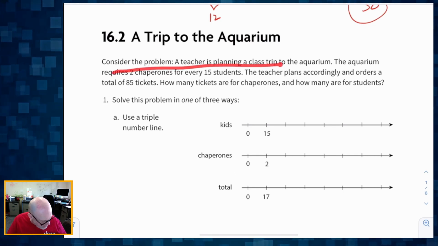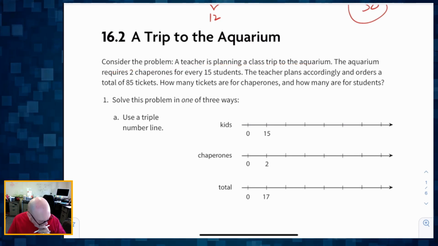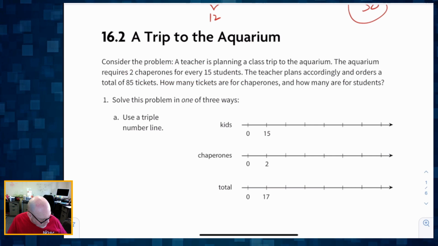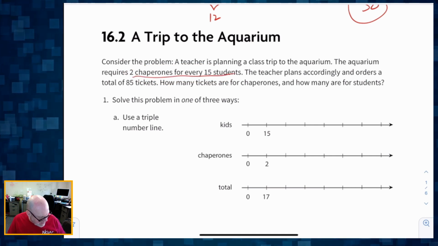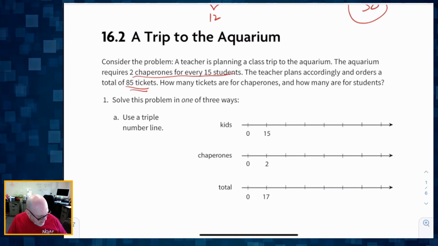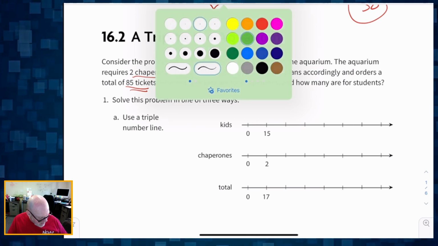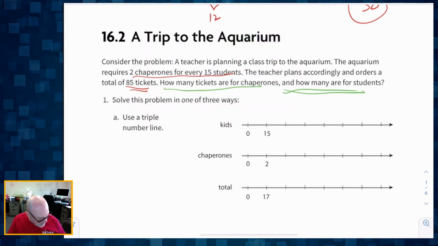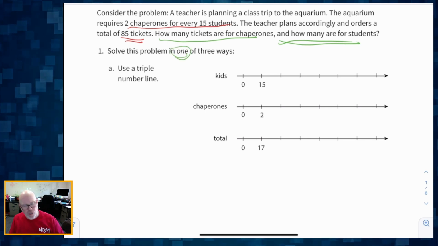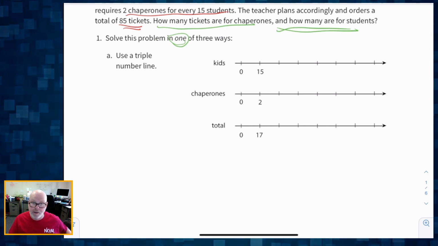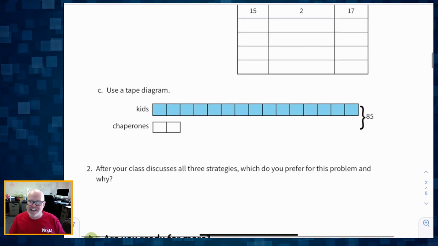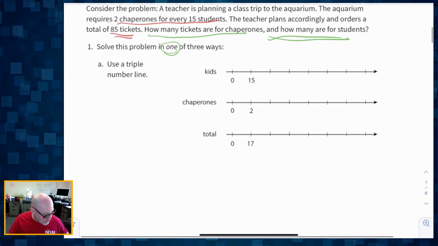Consider the problem. A teacher is planning a trip to the aquarium. It requires 2 chaperones for every 5 students. The teacher plans accordingly and orders a total of 85 tickets. Now, the question would be, how many tickets were for the chaperones and how many were for the students? Now, we could solve this problem in one of 3 ways, but I'm going to show all 3 ways. We have a double number line, we can look at it as a table, or we can look at it as a tape diagram. So let's dig into each of these.